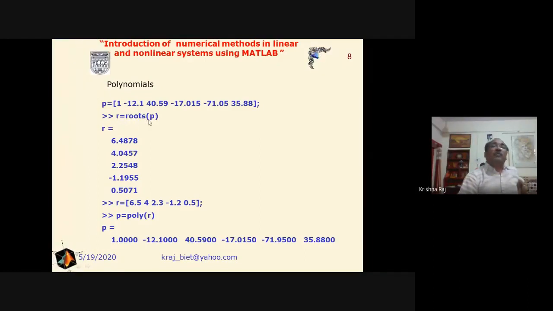Roots of the p, we will get here how many roots? Naturally the 5 roots are there. If the roots are given, then how will the polynomials be derived? Suppose we are using here the same roots having some modification here. Now see how the approximation takes place.